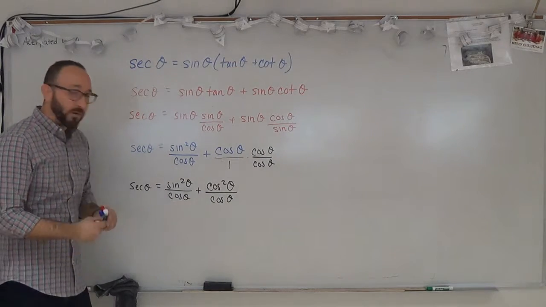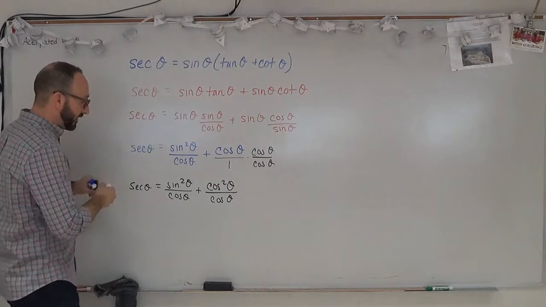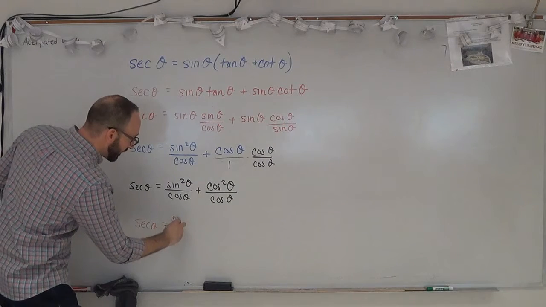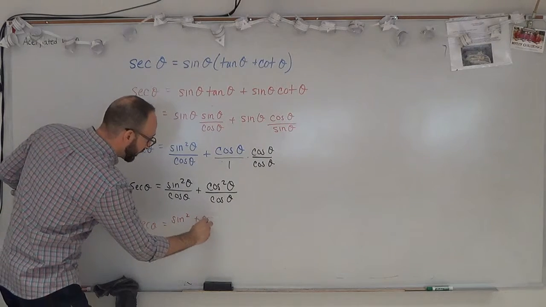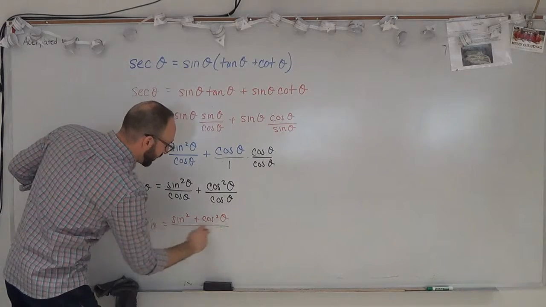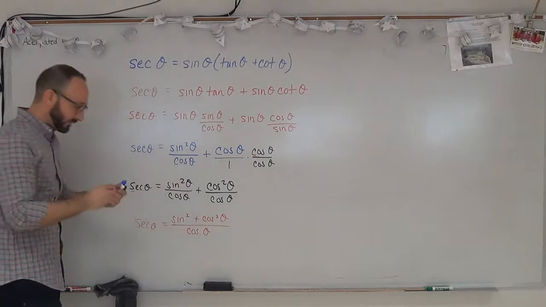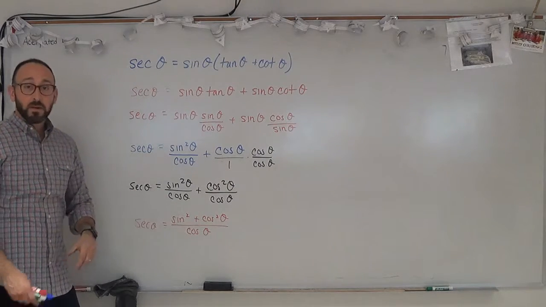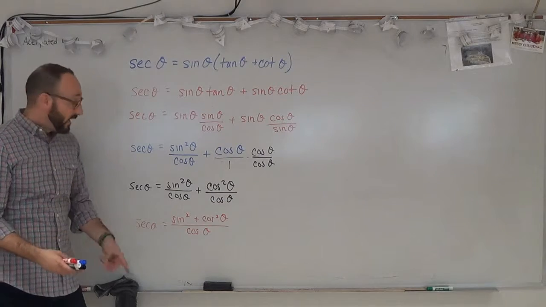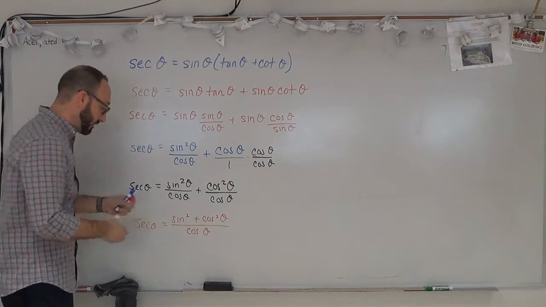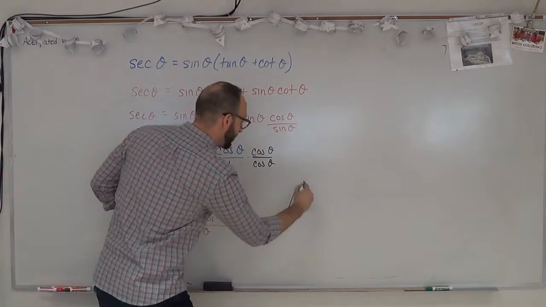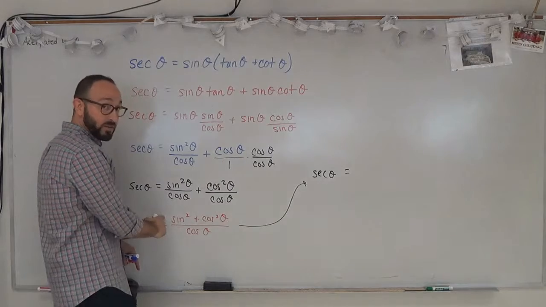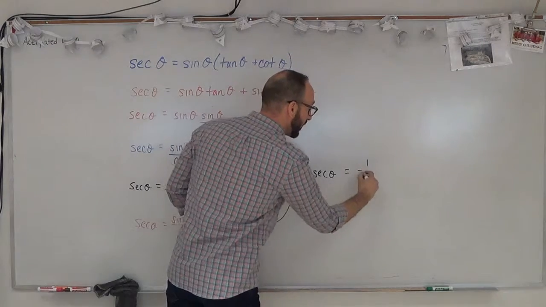Now we can combine these two fractions together, and we're going to end up with secant theta equals sine squared theta plus cosine squared theta, all over cosine theta. Now remember, sine squared theta plus cosine squared theta is the Pythagorean identity, and that's equal to 1. So again, I'm going to rewrite this over here. I apologize. This is secant theta equals 1 over cosine theta, since sine squared theta plus cosine squared theta is 1.